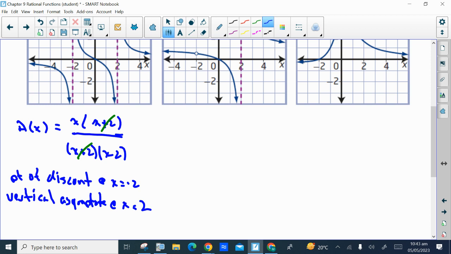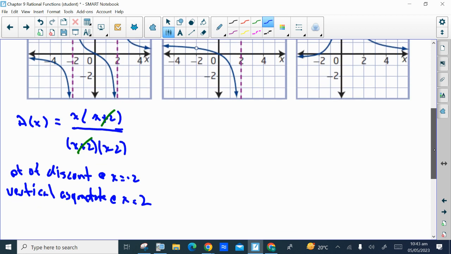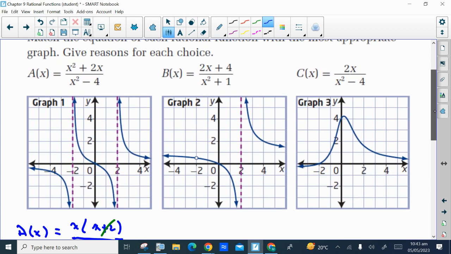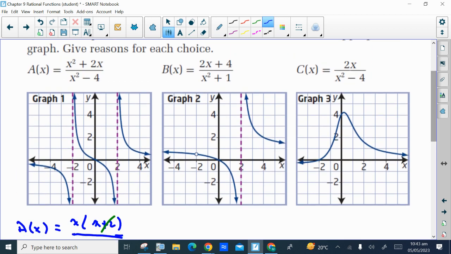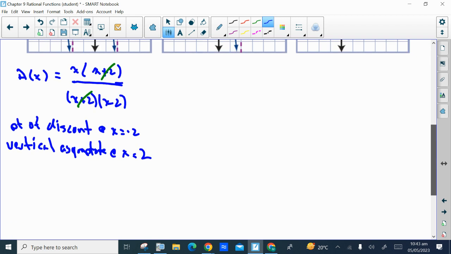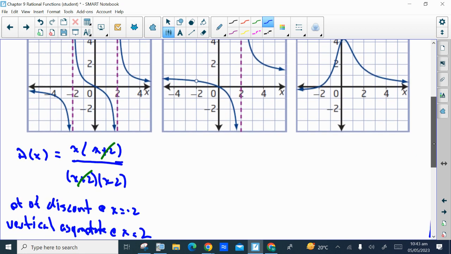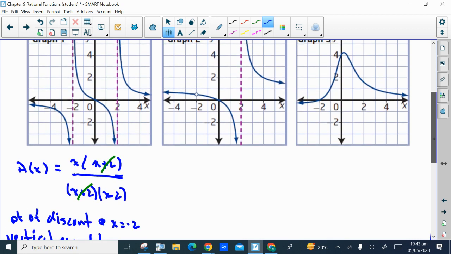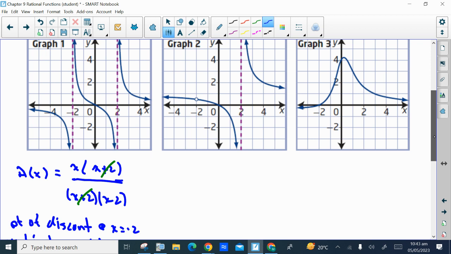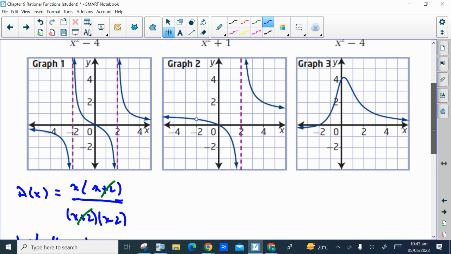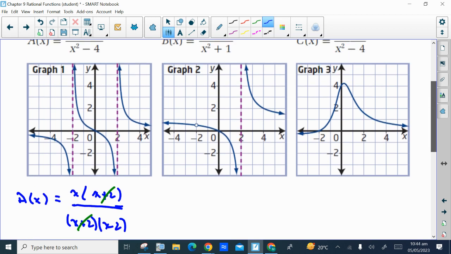So which graph has a point of discontinuity at -2 and a vertical asymptote at +2? That would be graph 2. The first graph has 2 vertical asymptotes. This third graph doesn't have any vertical asymptotes, doesn't have any points of discontinuity. Only graph 2 has a point of discontinuity at -2 and a vertical asymptote at +2.